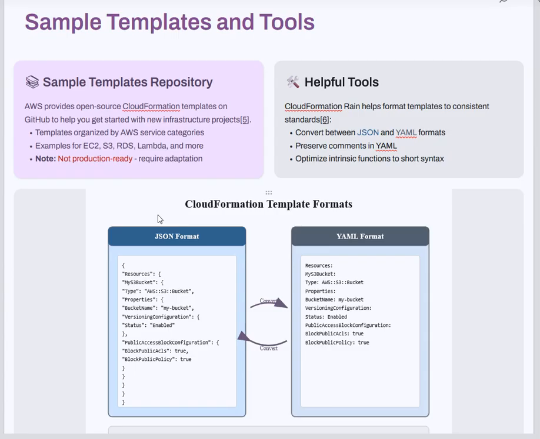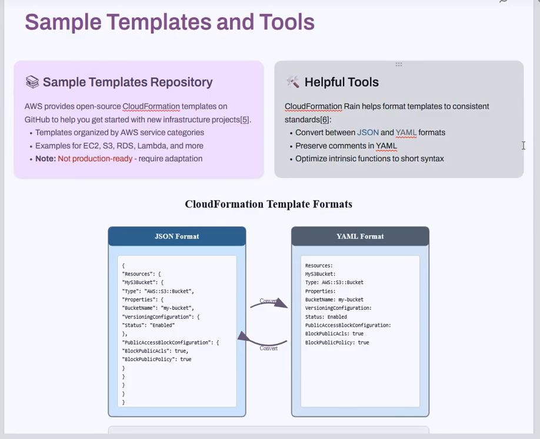AWS provides open source CloudFormation templates on GitHub to help you get started with a new infrastructure project. If you search for templates, you should be able to find public GitHub accounts with so many templates, organized by AWS service categories, for example EC2, S3, RDS, Lambda, and more. They are not production ready and require adaptation.